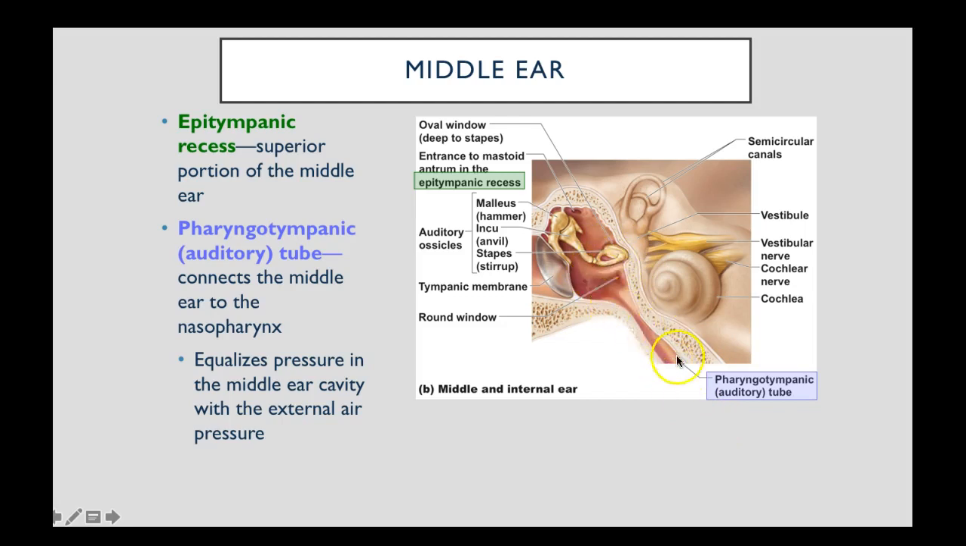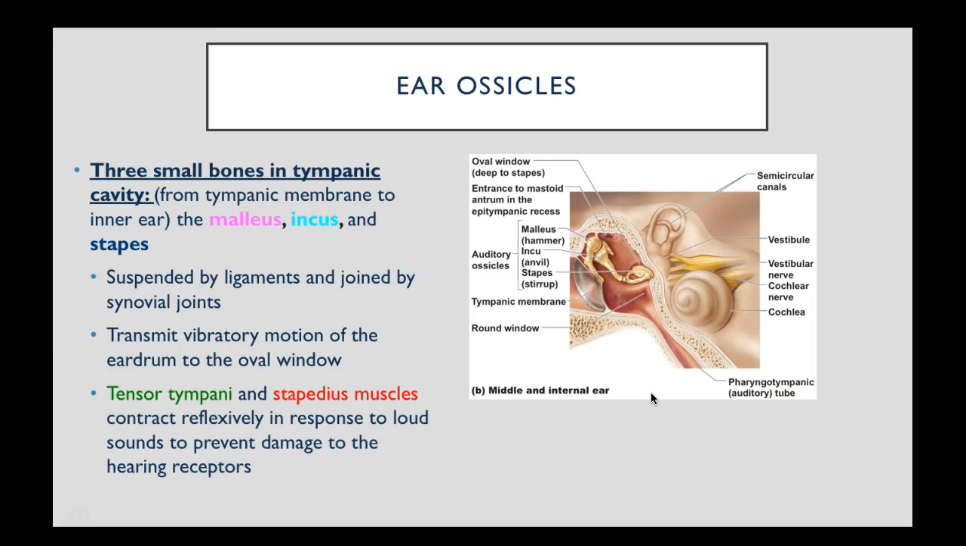And the reason this exists is to help equalize pressure within our middle ear. So if you're going up in an airplane and your ears are popping, you might try swallowing something or yawning in order to get the pressure to equalize. This can also happen if you're going in an elevator into a high-rise building, basically whenever we get a change in altitude. This is a review of our ear ossicles here.